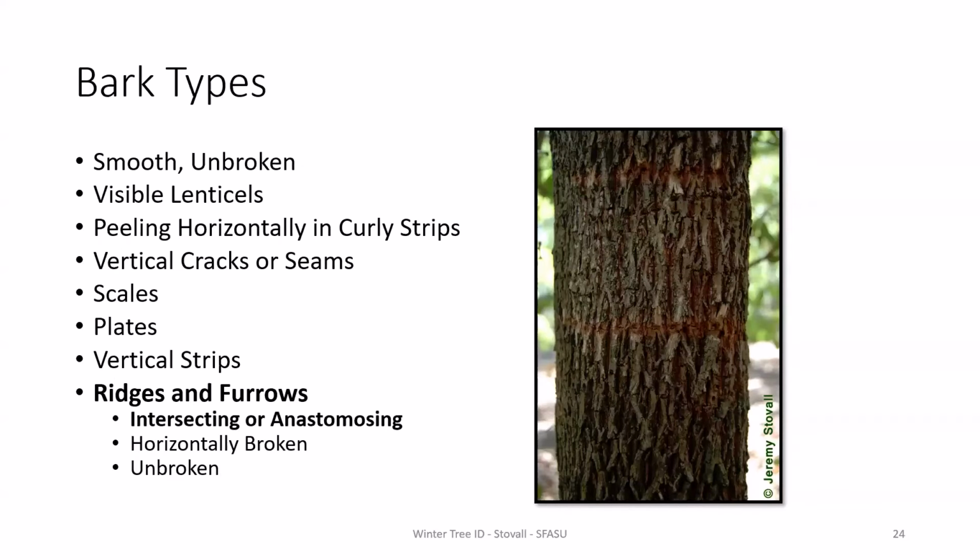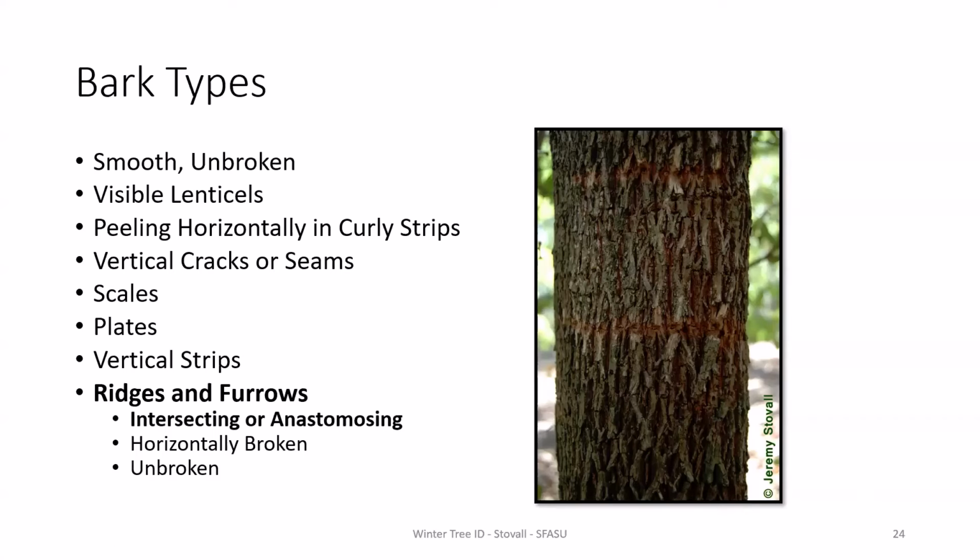Then we have a lot of trees with ridges and furrows, and you can break those up into 3 subcategories. Here's your fancy $10 word, anastomosing. That just means these ridges break apart. So this one splits in half and then it comes back together. So it sort of forms this diamond grid pattern, kind of roughly.